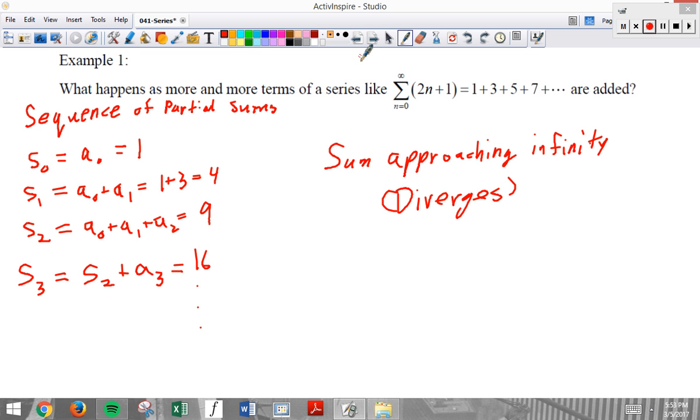So on the next page now. When I add up all the inside terms, we get infinity. We call the series divergent. This is a divergent series.